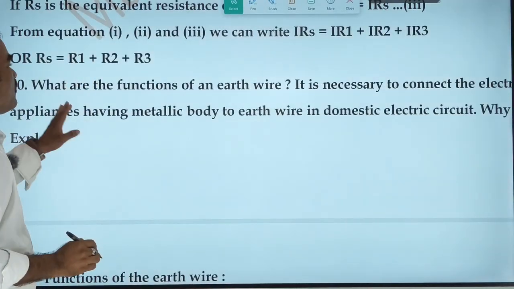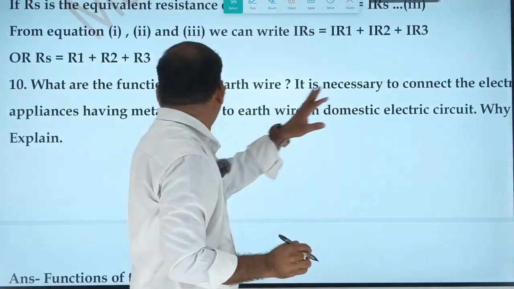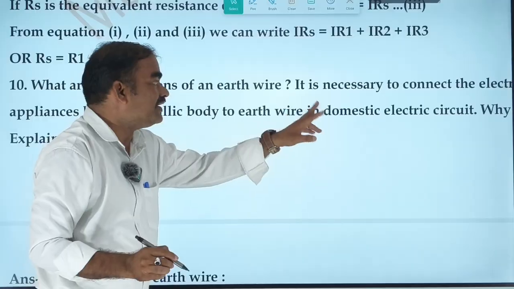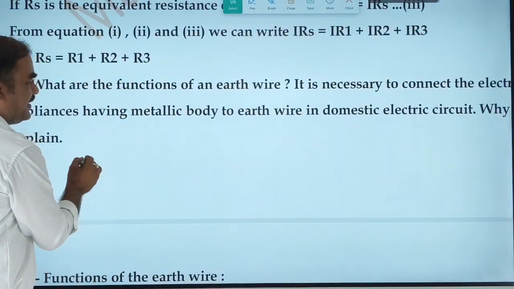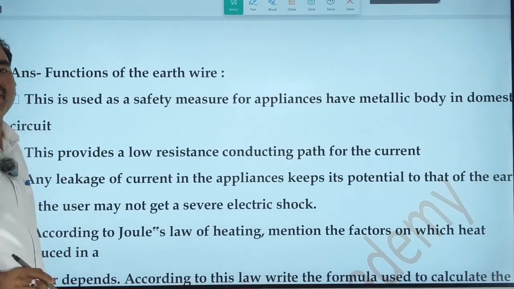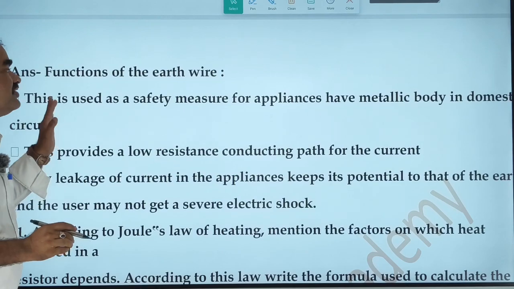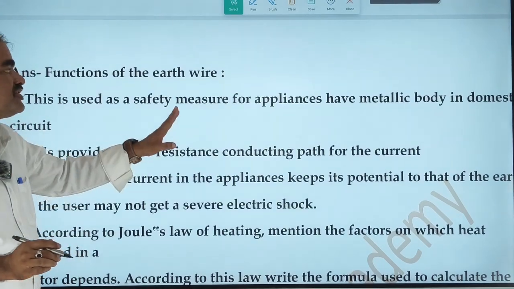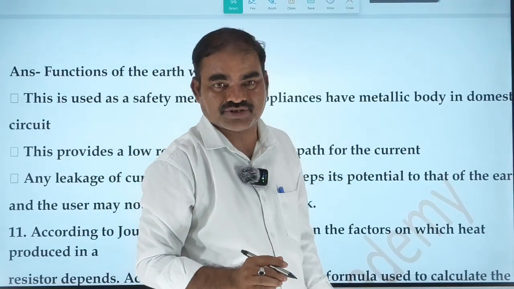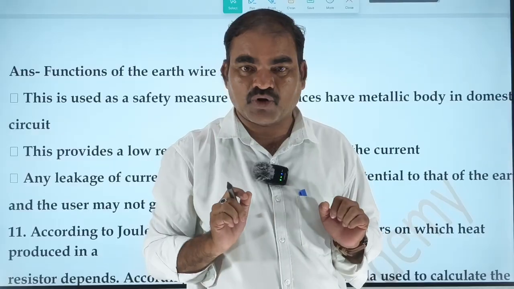Okay. So what are the functions of an earth wire? It is necessary to connect electric appliances having a metallic body to the earth wire in a domestic electric circuit. Why? Explain that. So let us discuss the function of an earth wire. The earth wire is used for safety measures for appliances that have a metallic body in our homes. For example, a refrigerator has a metallic body.